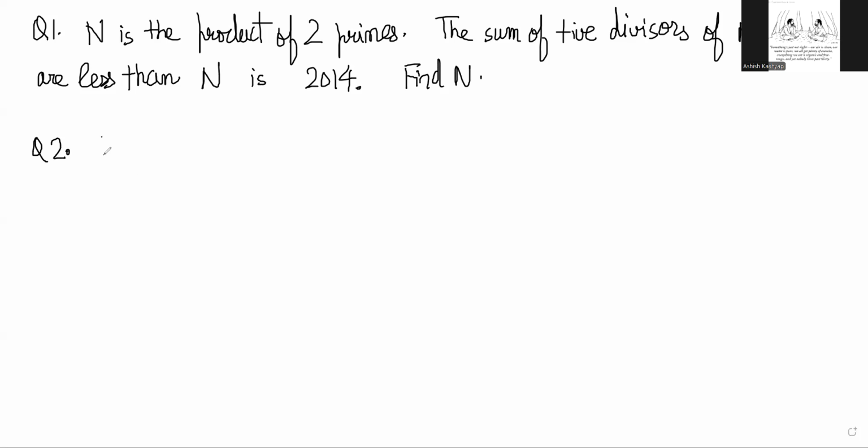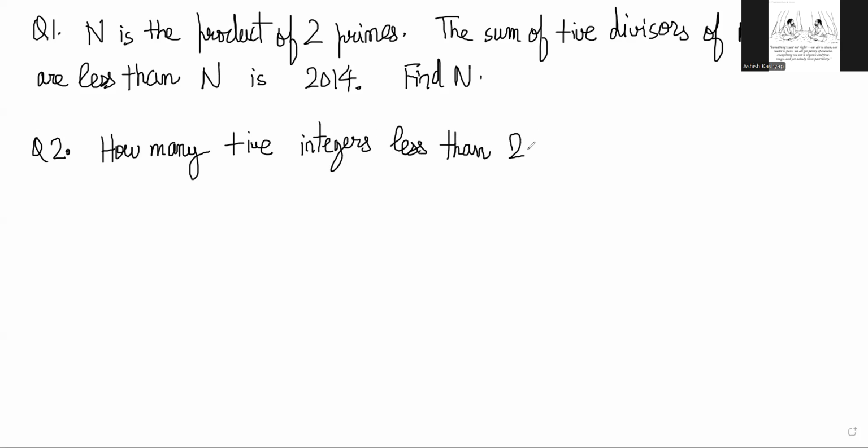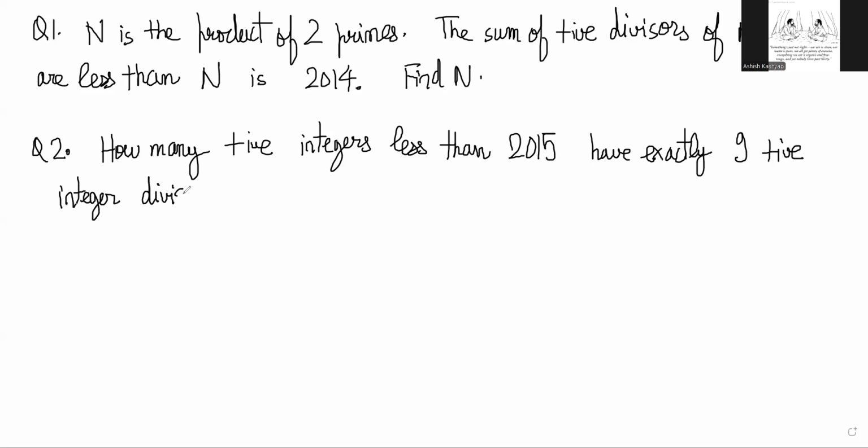Question 2 is: how many positive integers less than 2015 have exactly 9 positive integer divisors?